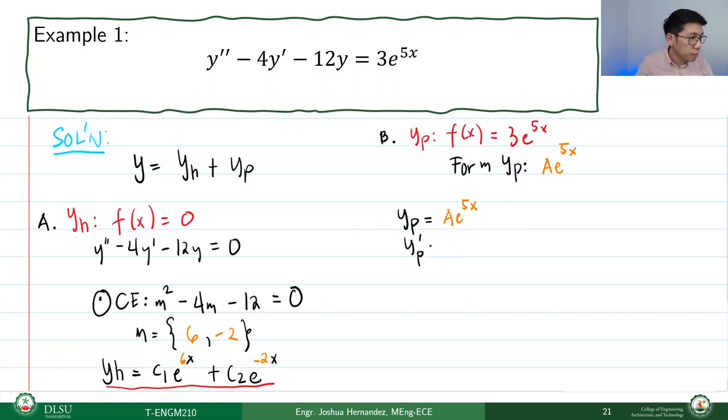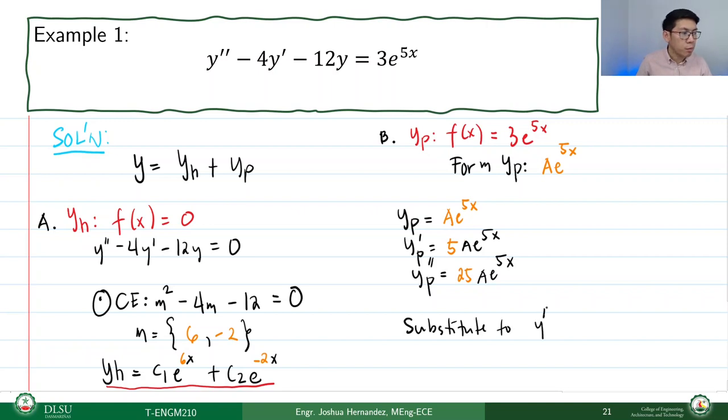Taking the first derivative, this will become 5a e raised to 5x. 5, because the derivative of e raised to u is e raised to u times du, right? Then taking the second derivative of this will give us 25a e raised to 5x. Okay, now that we have our yp, y sub p prime, and y sub p double prime, let's now substitute these values to our equation y double prime minus 4y prime minus 12y equals 3 e raised to 5x.